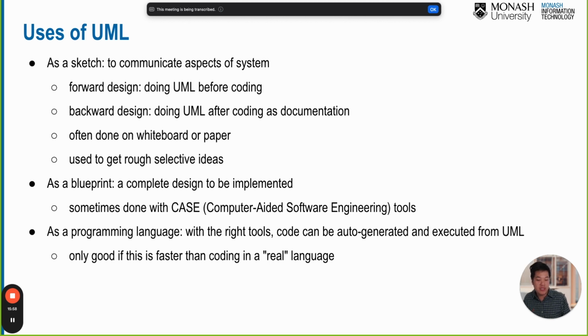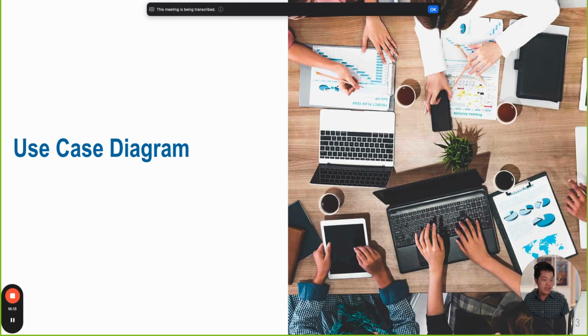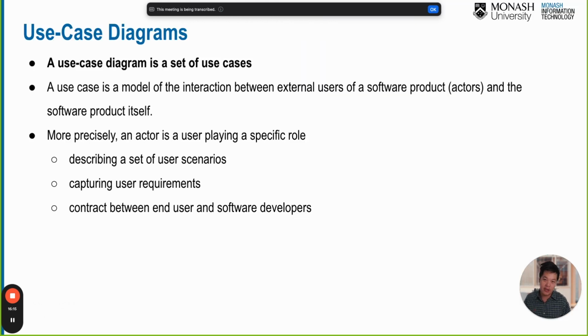So the purpose of using the UML is to use it as a sketch. We can use it as a blueprint as well. This is the final tentative complete design to be implemented. And we can use it as a programming language as well. All right, so use case diagram, what is that? We're going to go through that.